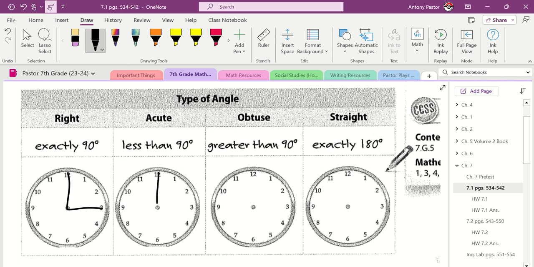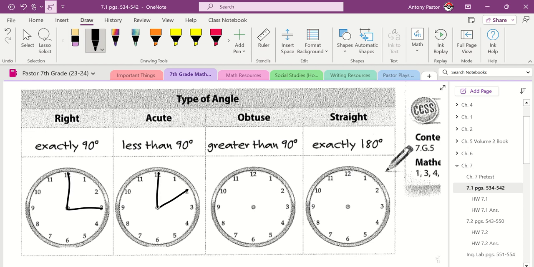So if one of my lines is at 12, what does the other line point to, ladies and gentlemen? 1 or 2 would be correct in this one. That would make it a smaller angle. You can also point at 2. That would also still be an acute angle, less than 90 degrees.